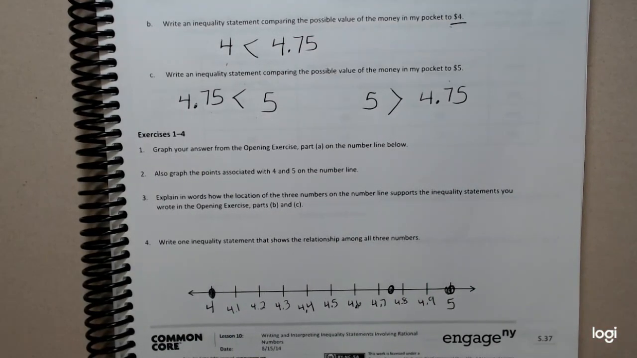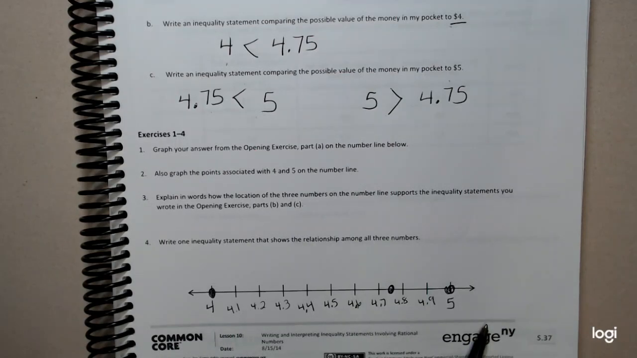Explain in words how the location of the 3 numbers on the number line supports the inequality statements you wrote in the opening exercise in parts B and C. So I have to look at where they're located, and I have to write a statement. Now remember, a statement is a sentence, a capital letter, and a period. So if I'm going to make a statement about these numbers on the number line, I could say something like the numbers are in order from least to greatest, right?